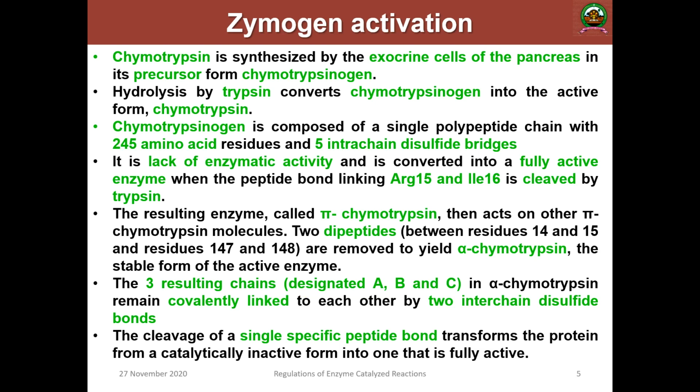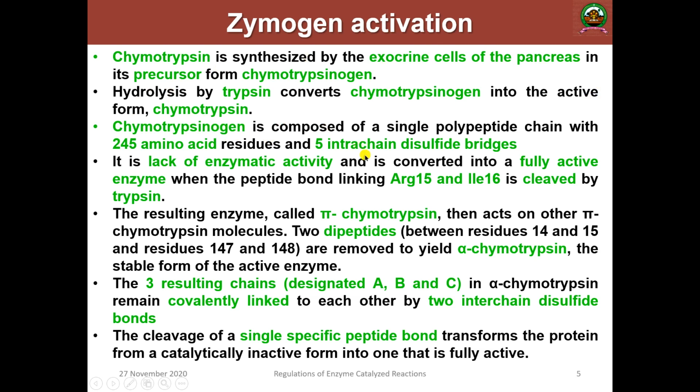So how will this zymogen be activated? We will take one typical example: how chymotrypsinogen will be converted into chymotrypsin. Chymotrypsin is synthesized by exocrine cells of the pancreas. Pancreatic exocrine cells produce it in the form of a precursor that is known as chymotrypsinogen. The hydrolysis by the enzyme called trypsin converts chymotrypsinogen into an active form called chymotrypsin.